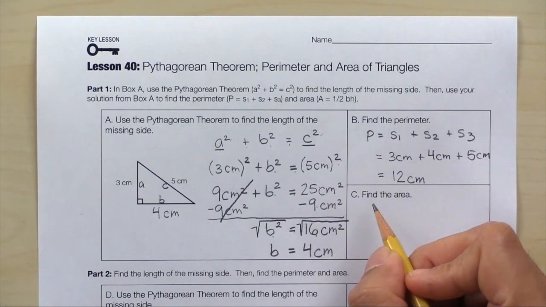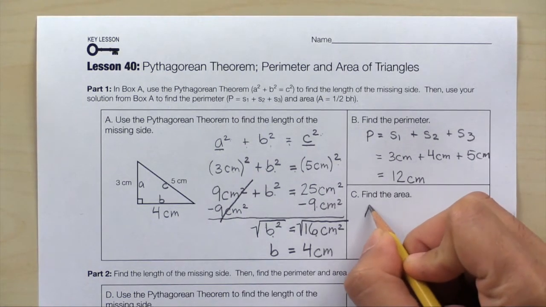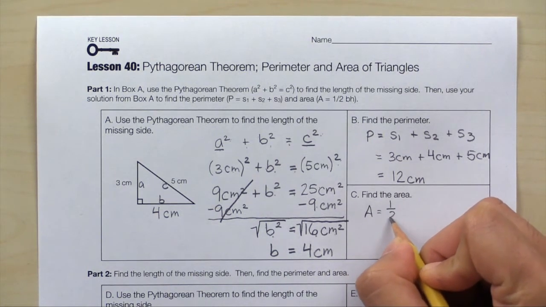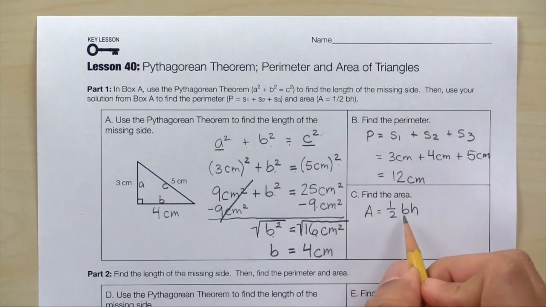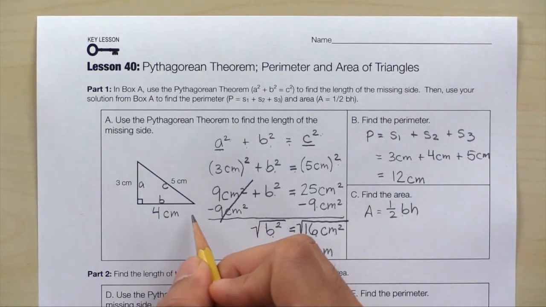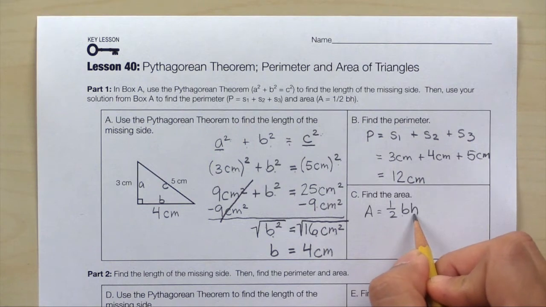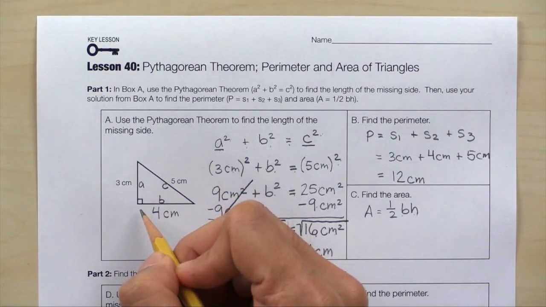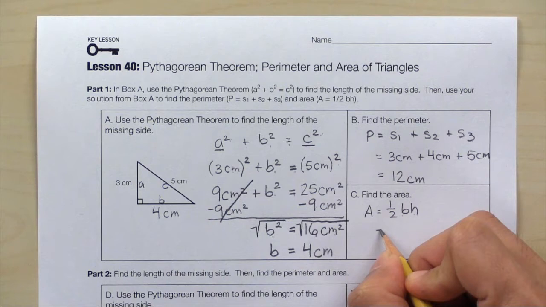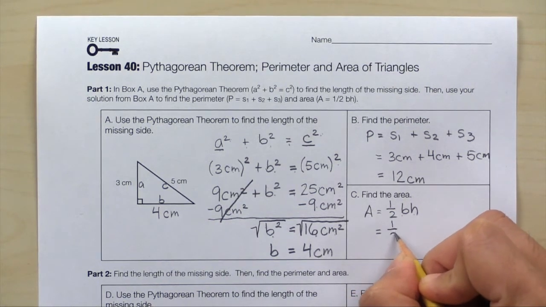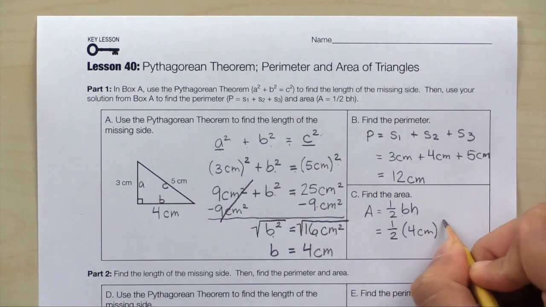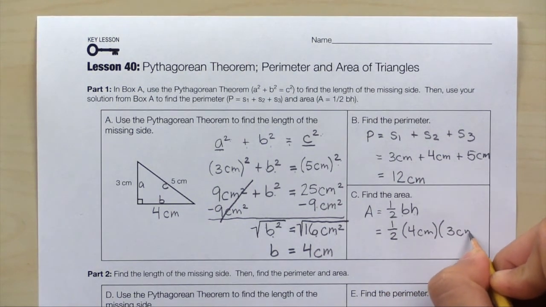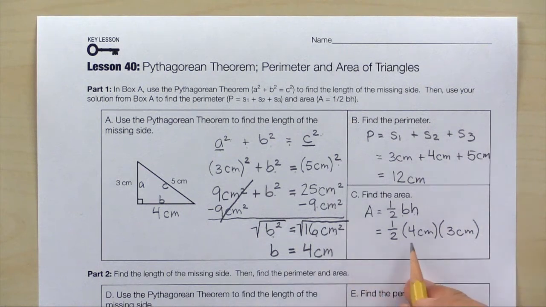Finally, box C. Find the area. The area is equal to 1/2 base times height. The base is equal to 4 centimeters, and the height is equal to 3 centimeters. So on the next line, we'll write down 1/2 times 4 centimeters times 3 centimeters. Let's simplify.